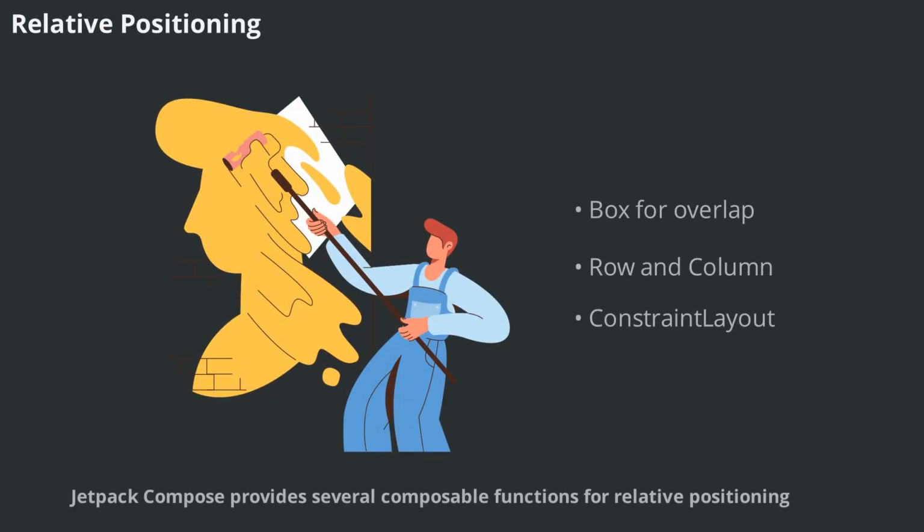Jetpack Compose provides several composable functions for relative positioning, such as Box, Row, Column, and ConstraintLayout. Box allows overlapping composables, Row and Column position items horizontally or vertically, and Modifier.offset gives precise control over position. ConstraintLayout offers advanced positioning features, similar to traditional XML layouts, enabling flexible and complex UI arrangements.